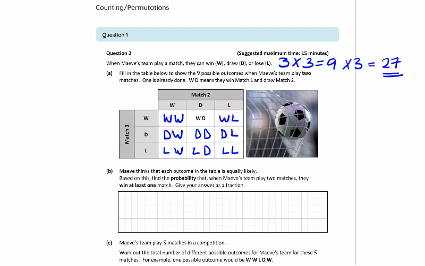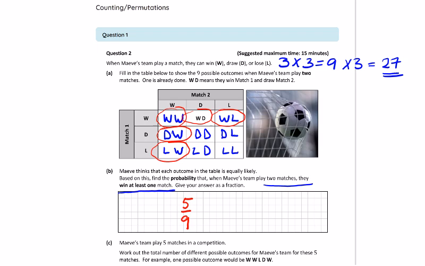Based on this, find the probability that when May's team play 2 matches, they win at least 1 match. So let's circle at least 1 match. Okay, they've won 2, they won 1, they won 1. They've just won 1 on this row, and they've just won 1 on this row. So the probability they win at least 1 match would be 5 over the total, which is 9.